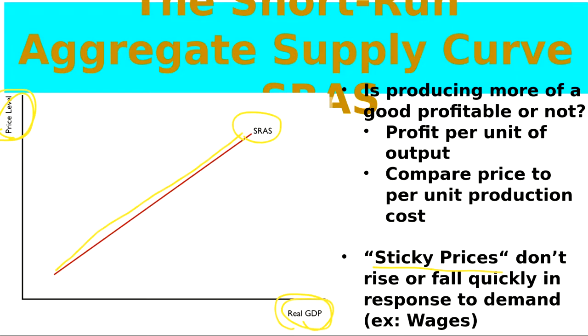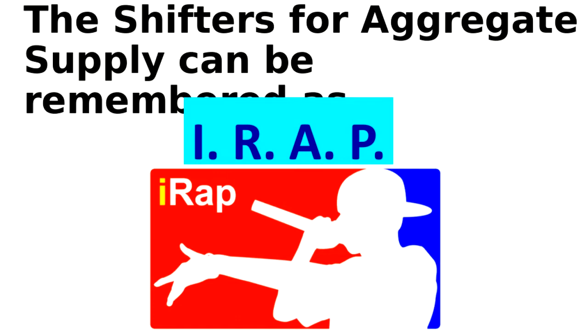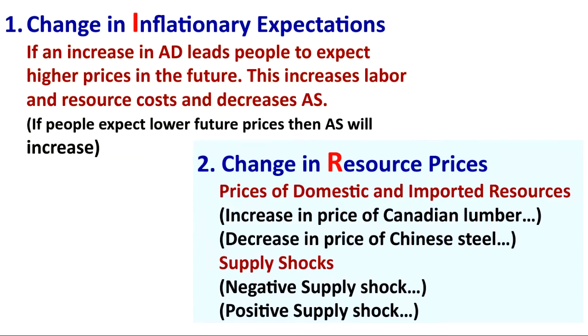Okay, so we've got our short run aggregate supply. Shifters for short run aggregate supply, the best my students and I have ever come up with is IRAP. It's not as easy as just going, hey, it's how you calculate GDP. So let's run through these very quickly. Things that shift supply. The first one is a change in inflationary expectations. What this means basically is, what do I expect the prices to be in the future? If I expect higher prices in the future, I'm going to have some issues, right?